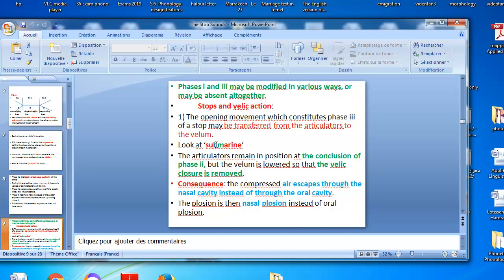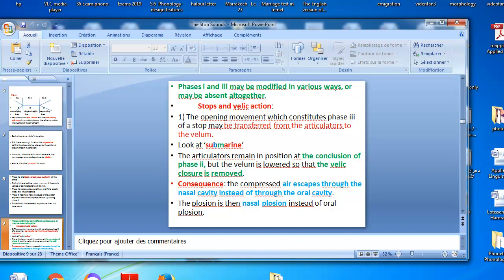Submarine. Now the stop in this case is B. How do we normally produce or articulate B in this context when it is followed by a bilabial nasal sound? Do we say sub-B? Do we release the air for B and then go on to the production of M? Do we say sub-B-marine?